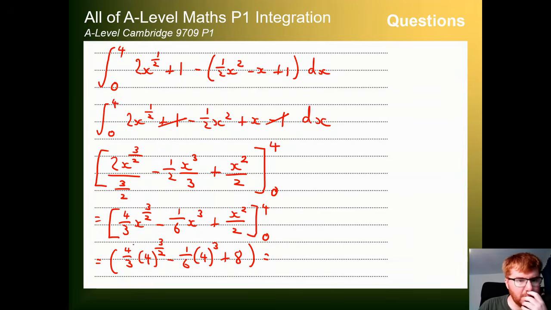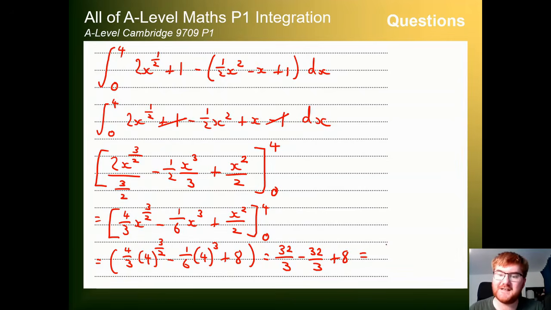Okay, so let's have a look at what we get here. The square root of 4 is 2. 2 cubed is 8. 8 times 4 is 32. Divide by 3 is just 32 over 3. 4 cubed is 64, and 64 divided by 6, that's very handy. That just gives me minus 32 over 3 plus 8. Well, that makes my life a lot easier. So our answer here is just going to be equal to 8. Perfecto.